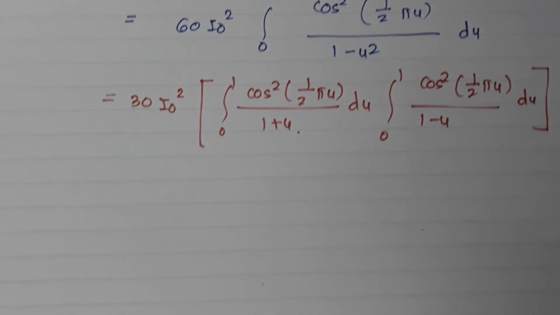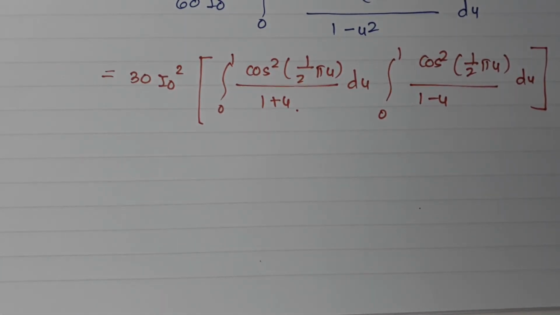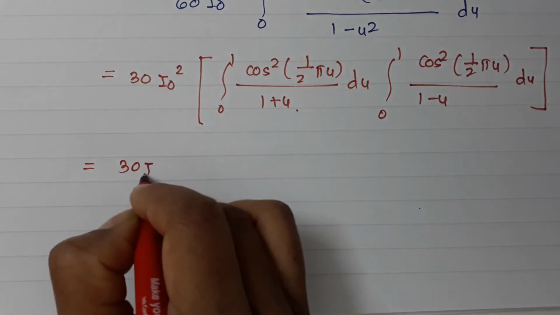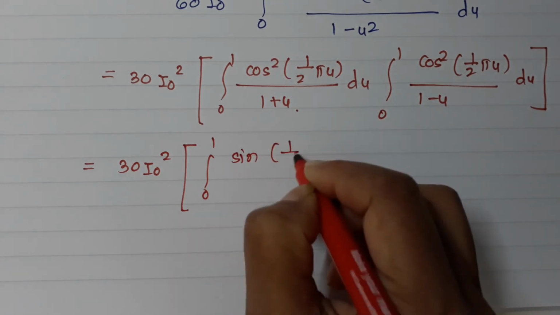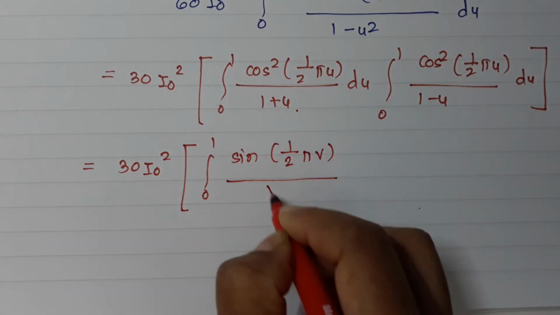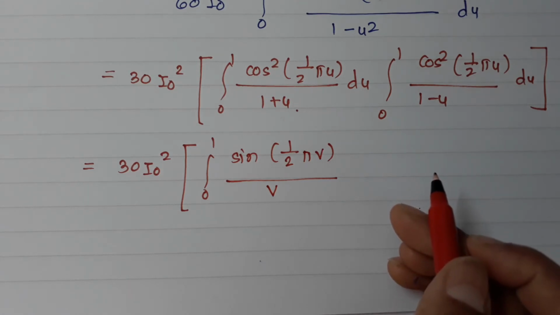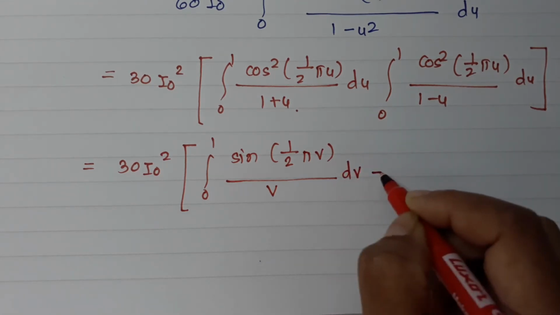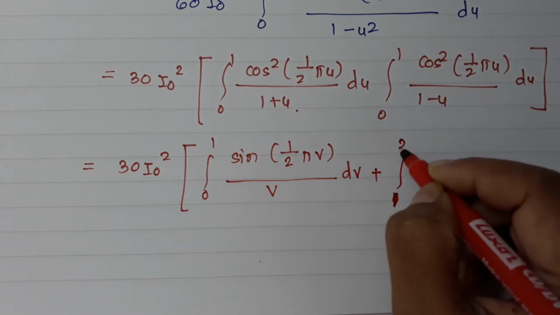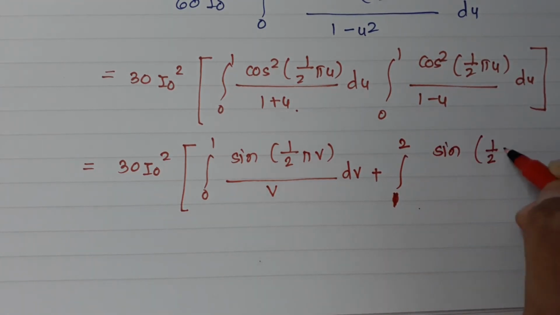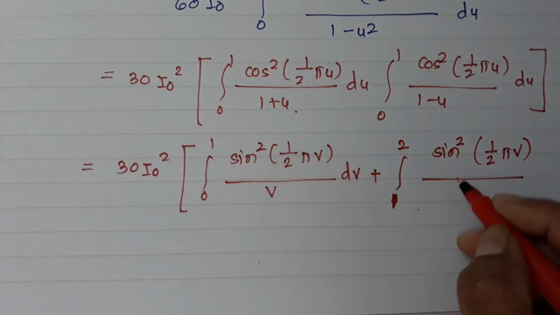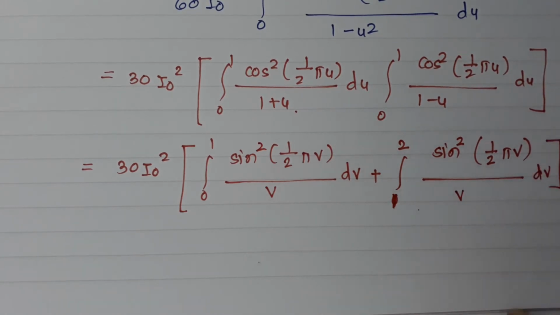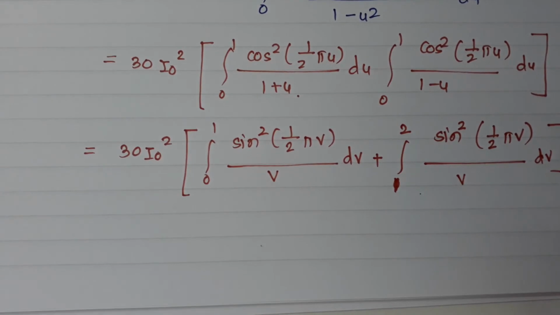So things are simplified now. We can have another term: I0 square 0 to 1 sine square (1/2 pi v) divided by v dv, plus 1 to 2 sine square (1/2 pi v) divided by v with respect to dv. Here you can see the change: 1 plus u is nothing but v, and that's why the things are changed.